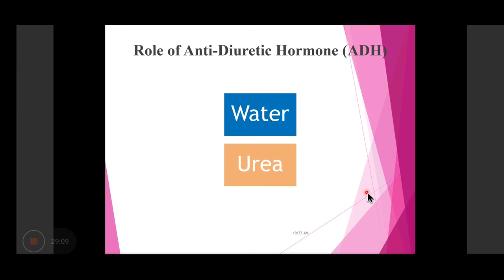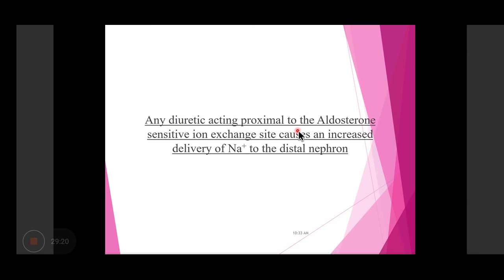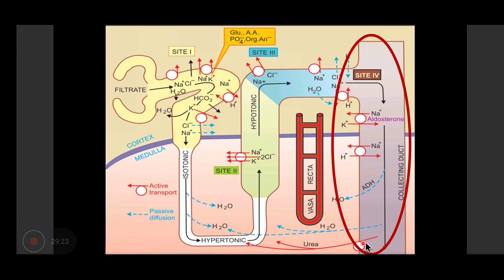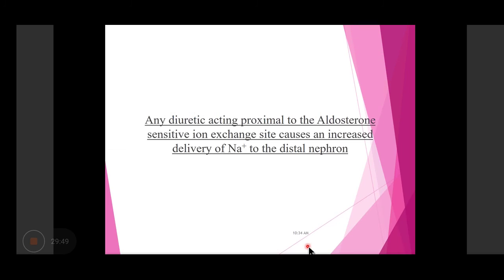ADH has another role, that is, it also inserts urea transporters into the collecting duct, just like it does aquaporins for water. So what happens with this insertion of urea transporters in the collecting duct is that the urea from the collecting duct moves again into the medullary interstitium, and urea is very osmotically powerful again. So it again helps in maintaining the corticomedullary osmotic gradient, which is responsible again for the concentrating capacity of the kidney.